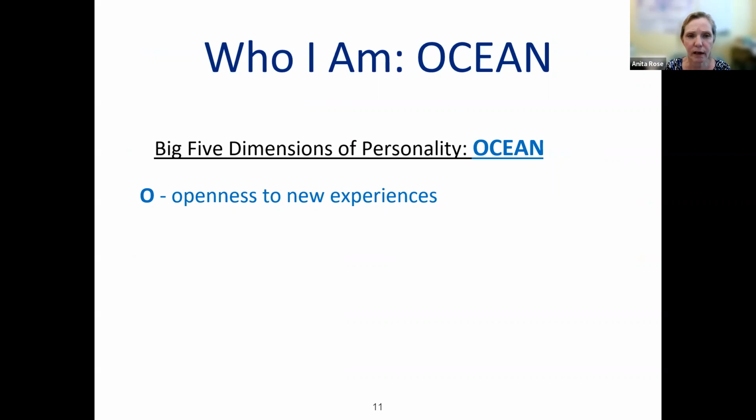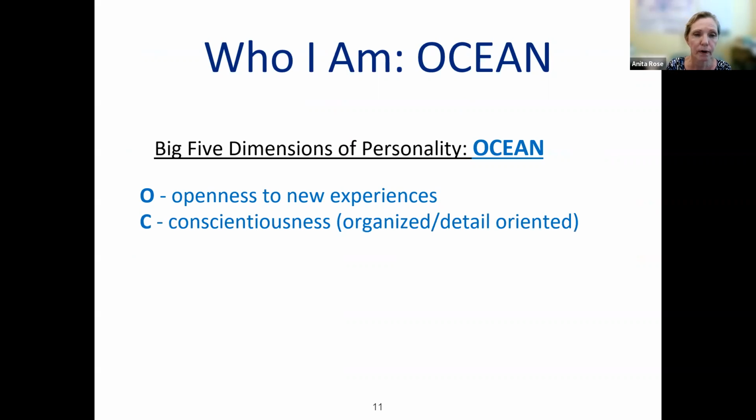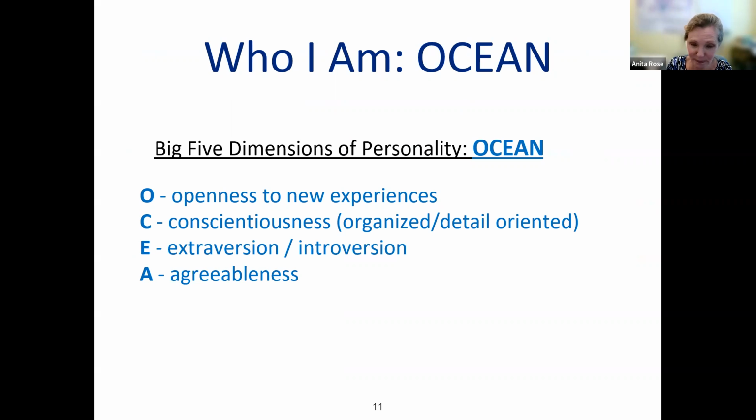So here's one way to think of the five dimensions of personality as the acronym OCEAN, right? Openness to new experience, Conscientiousness, so being organized and detail oriented. Extroverted or introverted, right? So there is no right or wrong. There are extroverts and there are introverts.